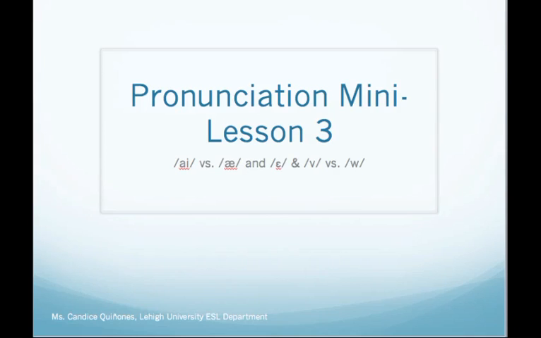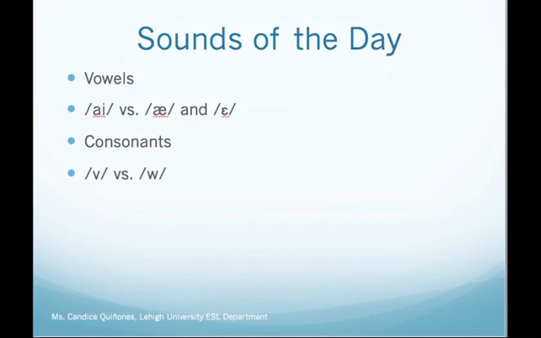Okay, now let's start with your pronunciation mini lesson 3. This is the I versus the A and the E sound, and the V versus the W sound. Now let's proceed to the sounds of the day. For your vowels, we have the I and the A versus the A and the E, and for the consonants, we have the V versus the W sound.